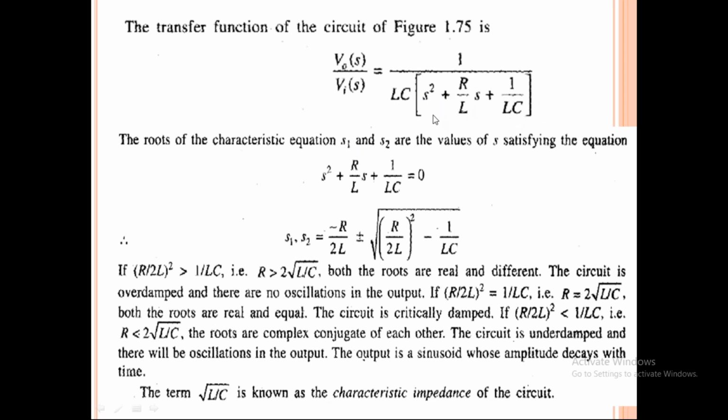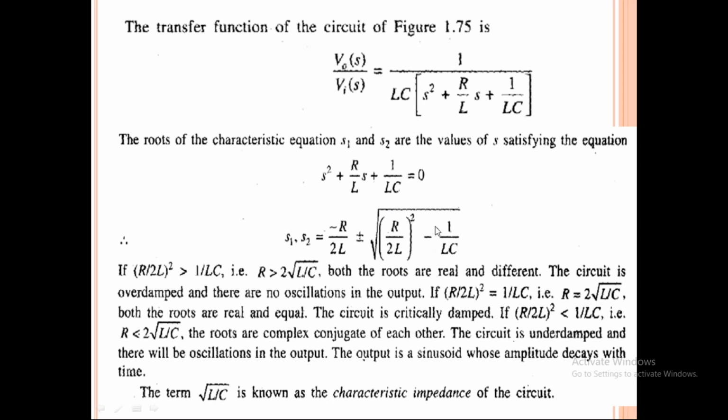This characteristic equation is a second order equation. This will be solved by adding two roots. So in the square root of (R by 2L) whole square minus 1 by LC, this root term will be a positive value. Positive value means both roots are real and different.